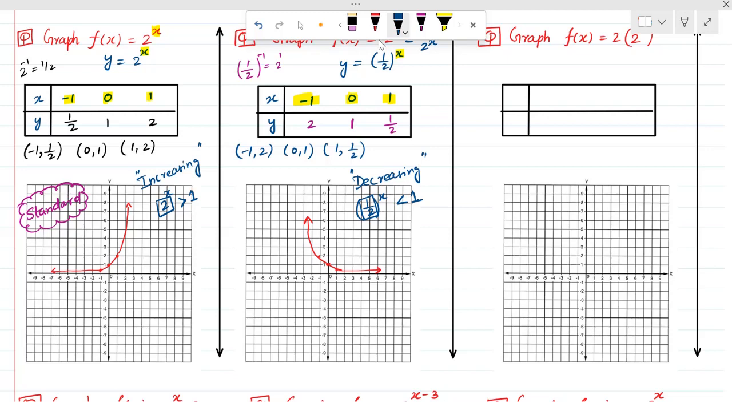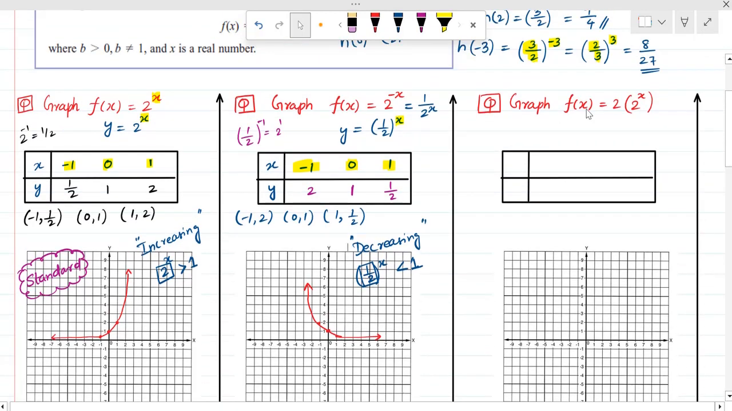Now the next one, we will go to the next one, 2 into 2 to the power x, or we can write it 3 into 3 power x. So it's the same rule, we will do it. So it is minus 1, 0, 1. I just substitute the values, and what is the y value? Y is equal to 2 times 2 power x. When I substitute the x value here, what happened?